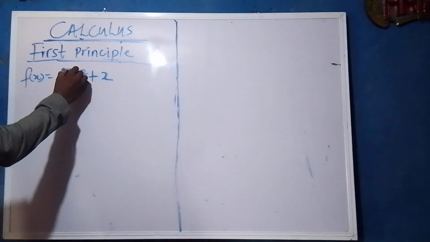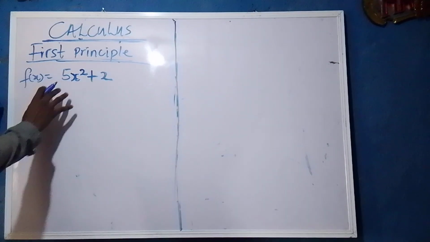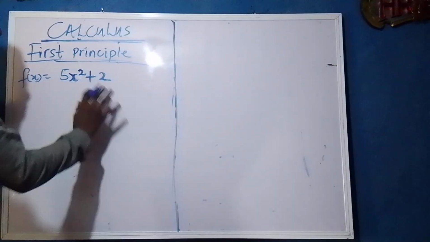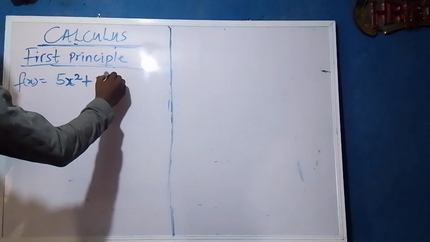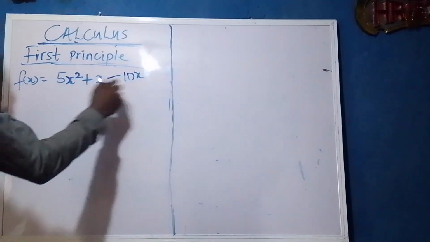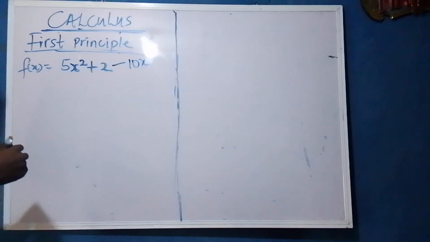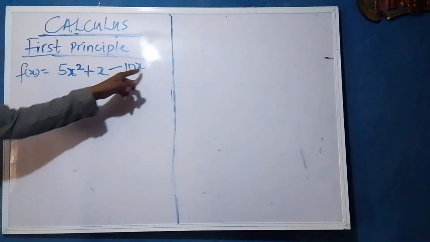Now guys, this is another example that we have here. You understand? So in this part of the first principle, you can see it's a different thing entirely, but it's easy. What you just have to do is use power law to first confirm your answer. That will be 10x, because I told you the differentiation of a constant is 0. So when you do the first principle of this problem, you are going to be having 10x.